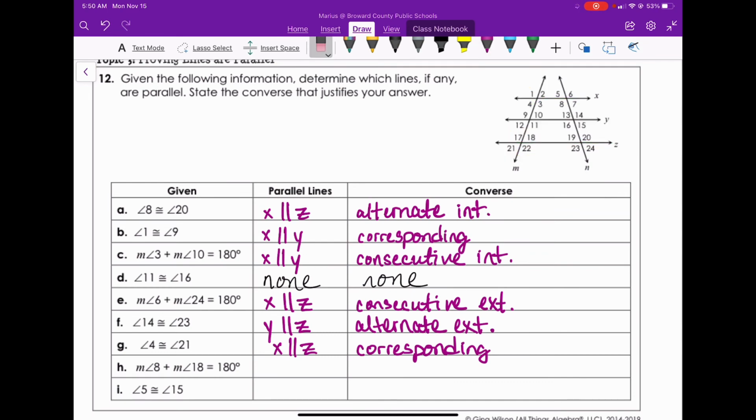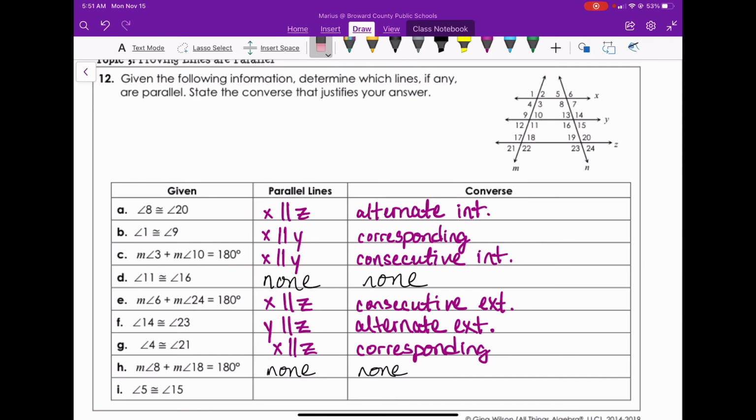All right. Next is angle 8 and angle 18. Oh, they're not even on the same line. Angle 8 is here and angle 18. They're not on the same line, which means that they don't have a common transversal. So this one would just have to be none. There's no way for us to prove which lines are parallel based on that relationship.